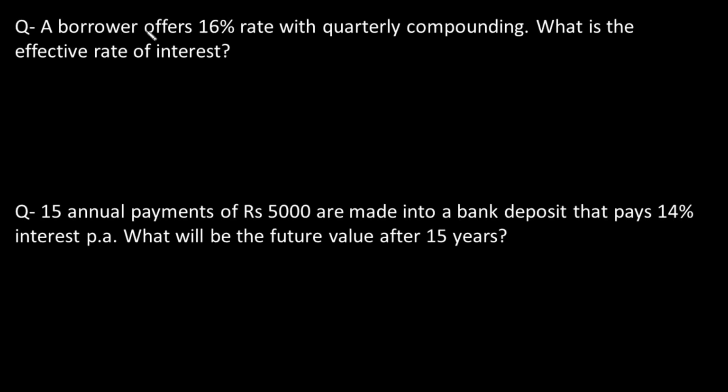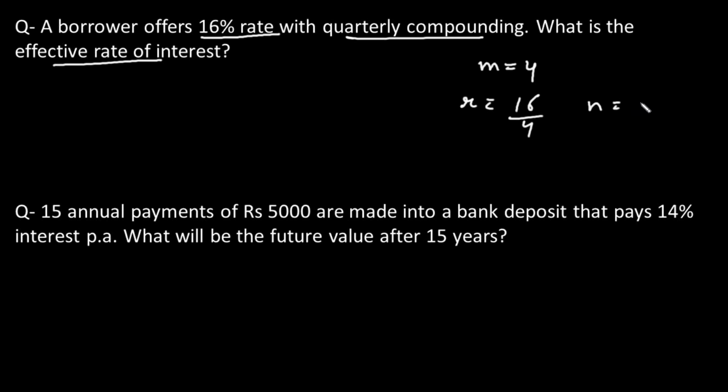The next question is, a borrower offers 16% rate with quarterly compounding. What is the effective rate of interest? Firstly, our M here is 4 as compounding is done quarterly. So हमारा R would be 16 by 4 and N would be 4 into 1. So R is 4% and N is 4.